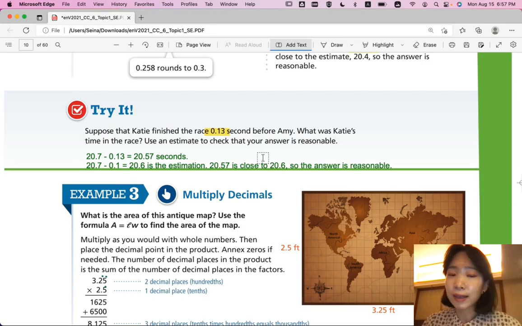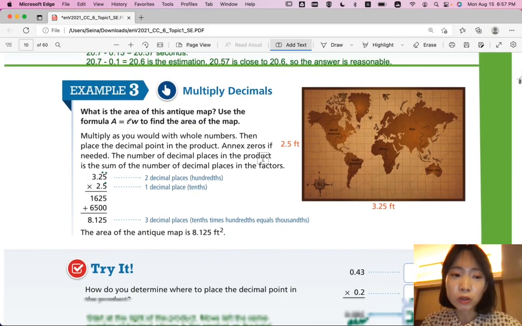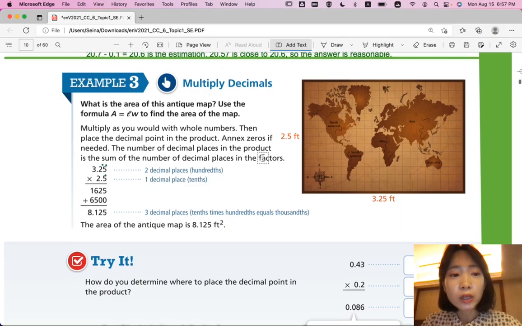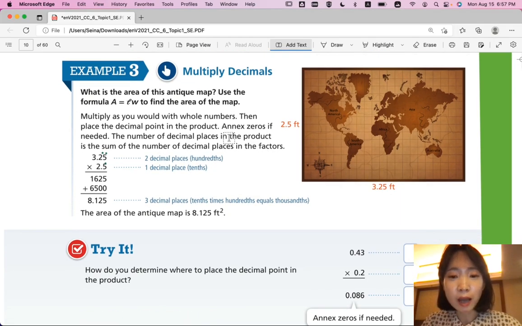Okay, let's look at our last example, multiply decimals. What is the area of this antique map? Use the formula A, area equals length times width, to find the area of the map. So what is the length and what is the width here? Length is always the longer side. So this 3.25 is the length. Width is always the shorter side. 2.5 is the width. So in order to find the area of this thing, you need to multiply length times width. So 3.25 times 2.5 is what we're doing.